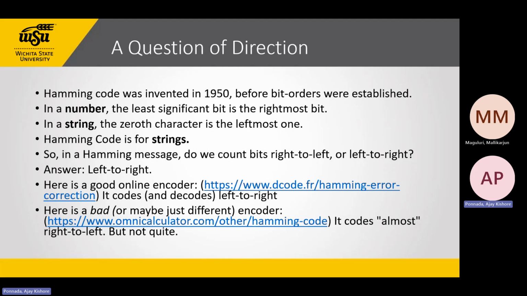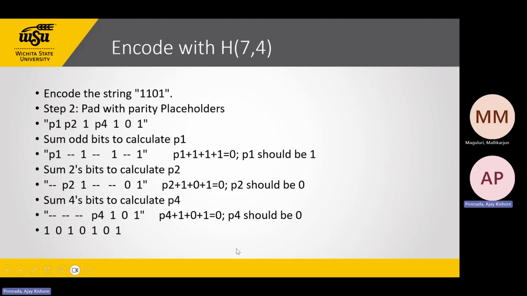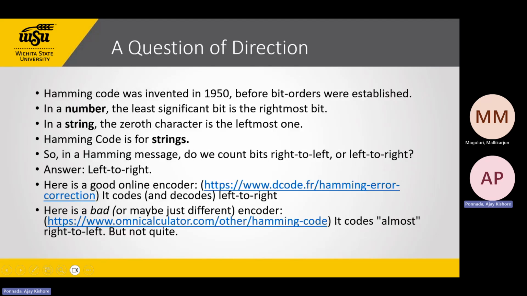When you search for online resources, there are good online encoders and bad online encoders as well. So be aware of using the good encoders. This is the good encoder; it goes from left to right. This is the bad encoder; it goes from right to left, whereas we're doing it for strings. Yeah, go ahead, bring that up.